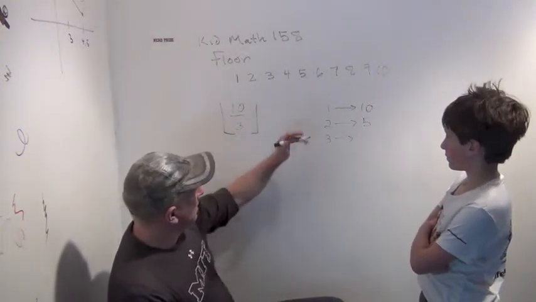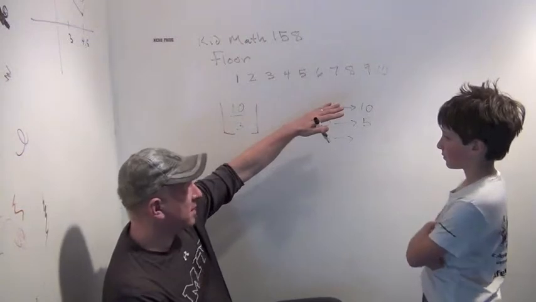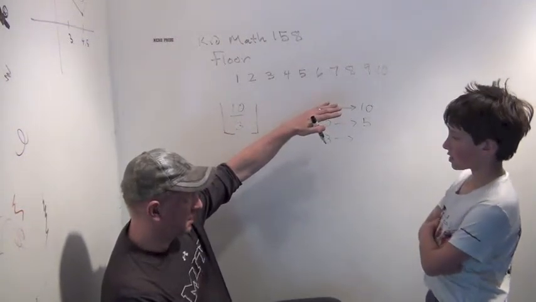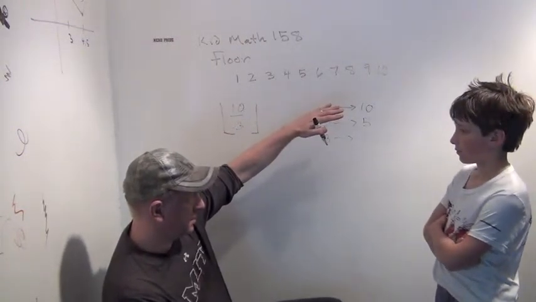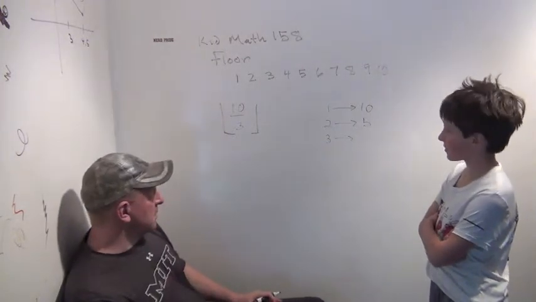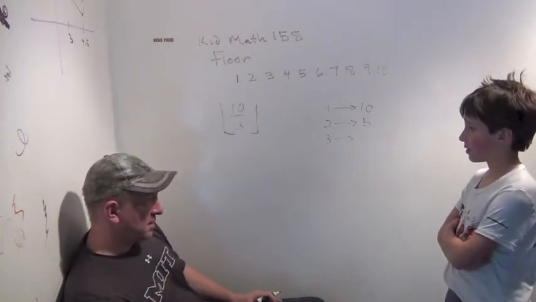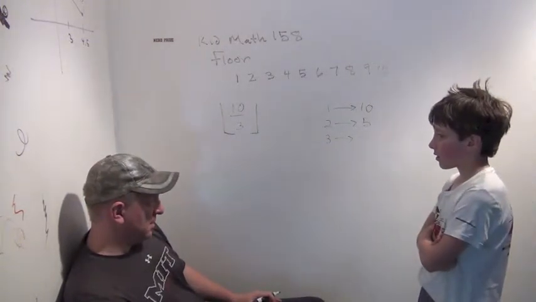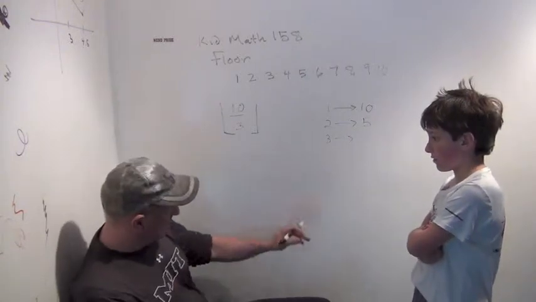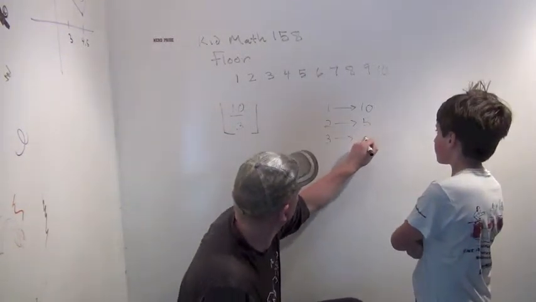Okay, so 10/3 is what as a decimal? It's 0.3. No, wait, that's 3/10. Okay, yeah, 10/3 is 3.3333333. There you go. So the floor of this is 3.